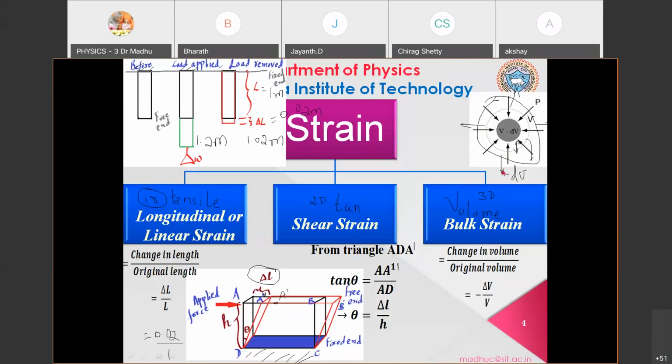Okay, fine. So if I'm pulling this out, then it's an expansion. So instead of minus, there will be an increase in the volume. Let us call dV the increase in volume. In that case, the bulk strain would be plus dV by V. These are things you need to keep in mind with respect to load, strain and stress. I think we stopped here.